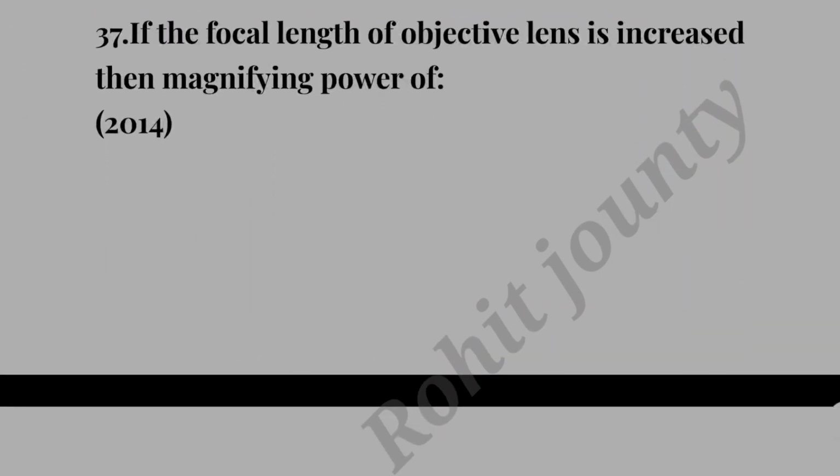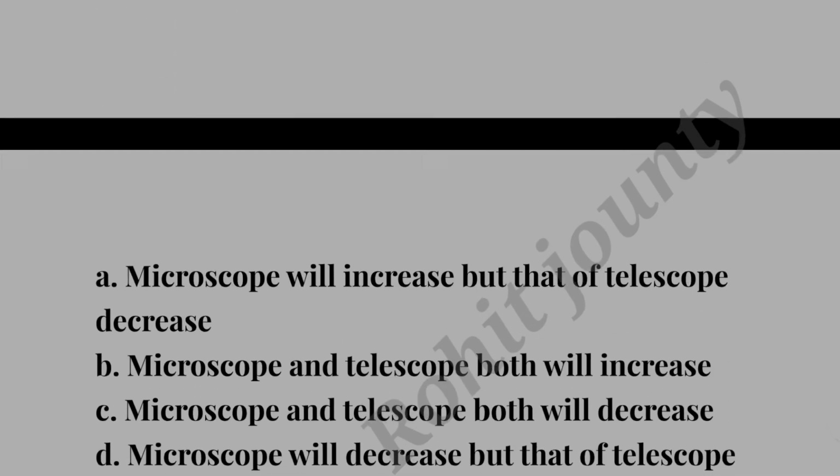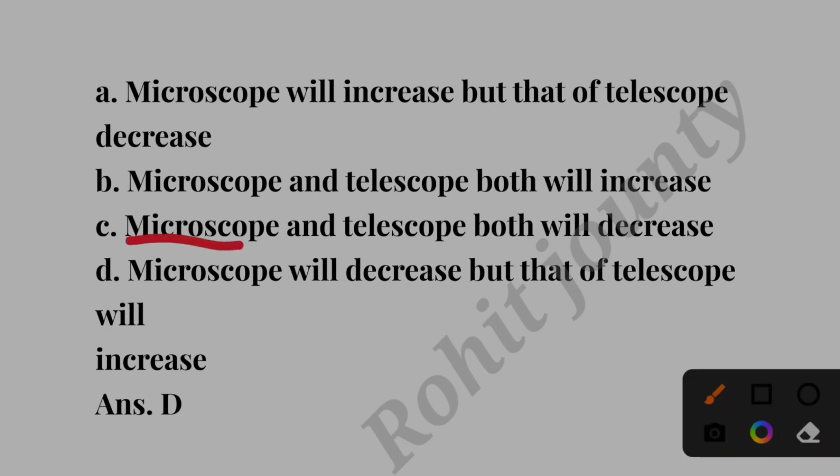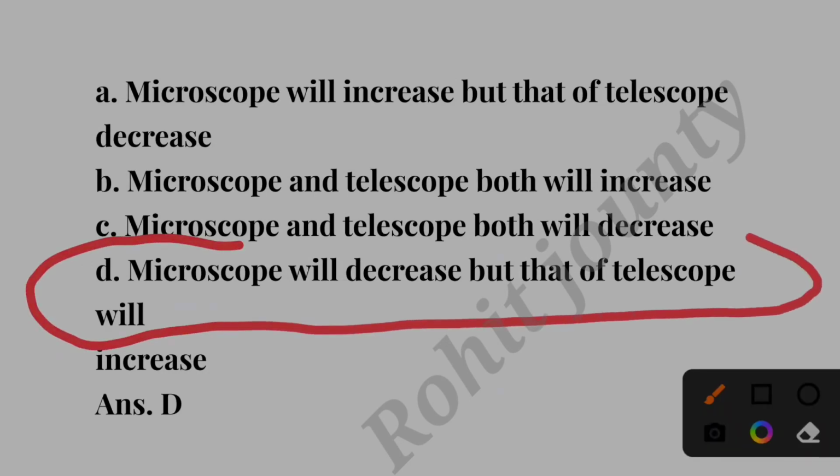Question number 37. If the focal length of objective lens is increased, then magnifying power of: option A, microscope will increase but the telescope decreases; option B, microscope and telescope both will increase; option C, microscope and telescope both will decrease; option D, microscope will decrease but the telescope will increase. The correct answer is option D, microscope will decrease but the telescope will increase. Option D is the correct answer.